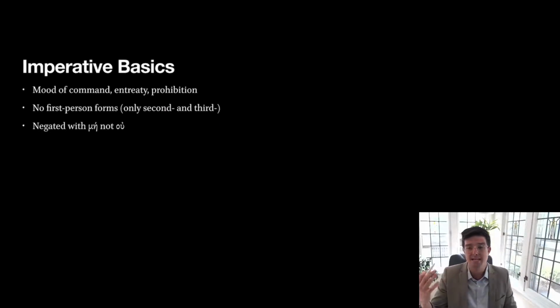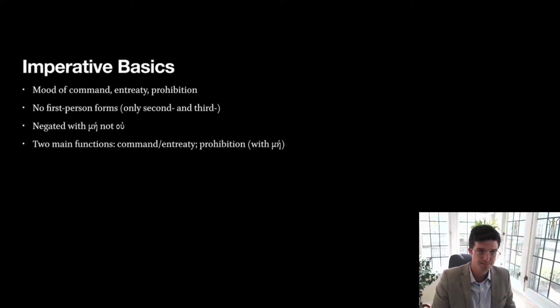And as is the case with all non-indicative moods, the imperative is going to be negated with mē, not ou. Remember, ou is what is used to negate the no or not word for indicative verbs. The participles, infinitives, imperatives, optatives are all going to be negated with mē. So two main functions. So this is slightly different from what Black is going to say in the grammar.